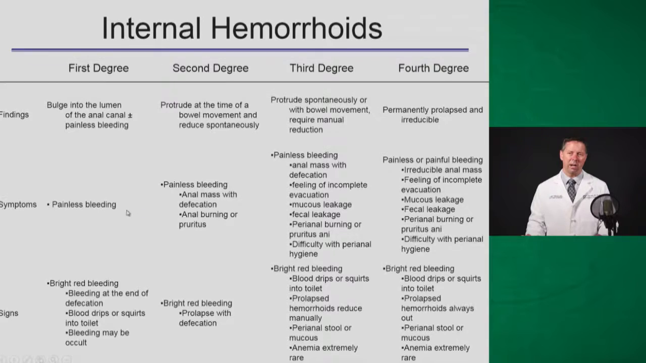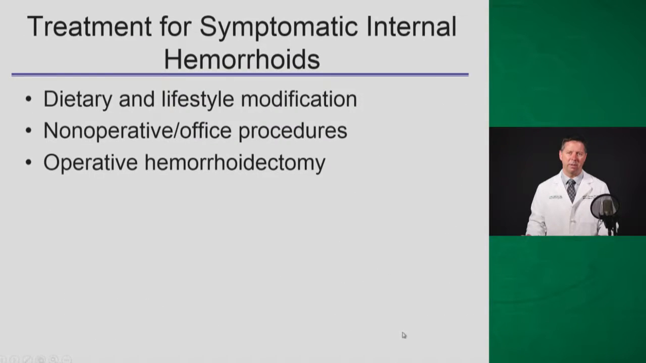The symptoms vary according to the degree. Painless bleeding with first degree. Second degree, you have some painless bleeding, you feel an anal mass with defecation, and patients can get some burning and itching. Third degree, those symptoms are just magnified. Fourth degree, of course, there's a fair amount of symptoms of poor anal hygiene and fecal leakage. Signs: first degree, you have bright red bleeding. Second degree, you see the prolapse with defecation. Third degree, you'll see prolapse with defecation, and it may be present even after defecation if the patient hasn't reduced. And fourth degree, when you look at their bottom, they'll be present there.